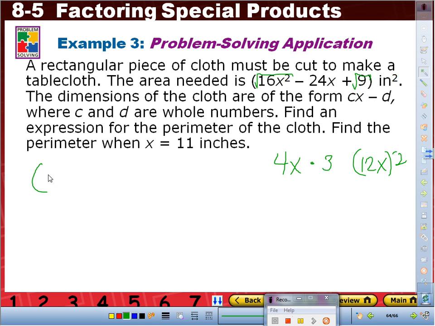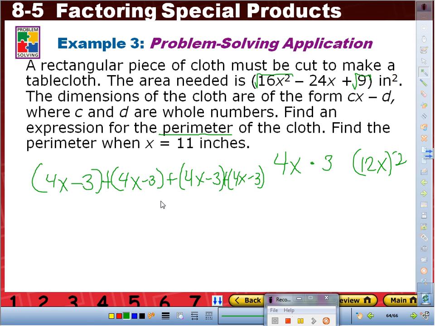So my dimensions are 4x minus 3 times 4x minus 3. Or are they talking about the area? What are they talking about? So it's 4x minus 3, 4x minus 3, and we add, right? Plus 4x minus 3 plus 4x minus 3. Why 4? How many sides does it have? 4, and it's the perimeter, right? So now, instead of x, what do we substitute? 11, and then we add all sides. Okay? So that's that one.